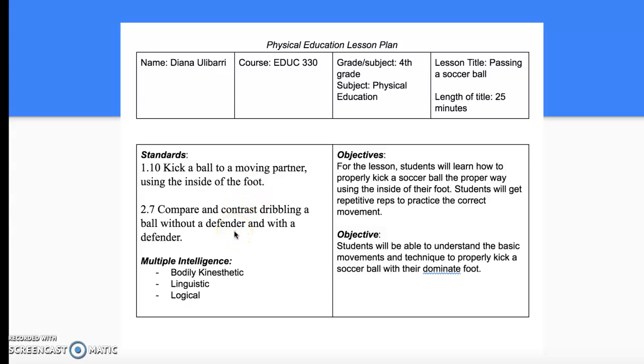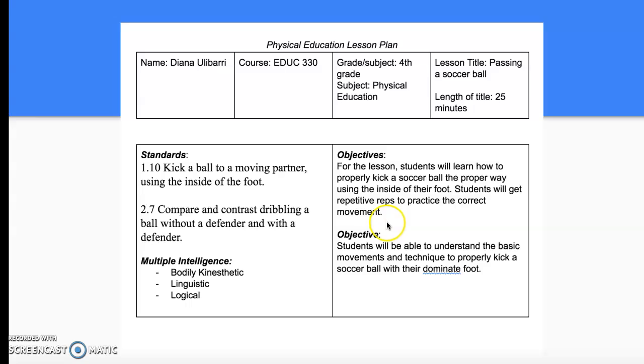The second standard I chose is compare and contrast dribbling a ball without a defender and with a defender. For my students, we are obviously going to be learning how to do this activity without a defender on them to practice their skills before they are able to move it into a live situation.